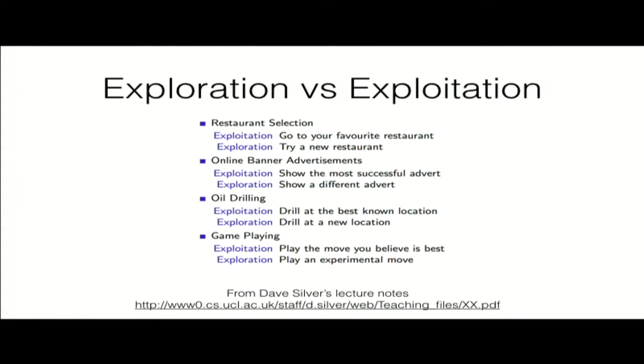So I was looking at Dave Silver's slides on the exploration problem, and I liked his slide on this topic, so I've just reproduced it here. Just as some examples of the exploration and exploitation problem, the problem is informally whether to just use what you know right now to maximize short-term reward, or try to gather more information which will pay off in the future. So you can see some examples here of exploration versus exploitation decisions you might make in different real-world applications.